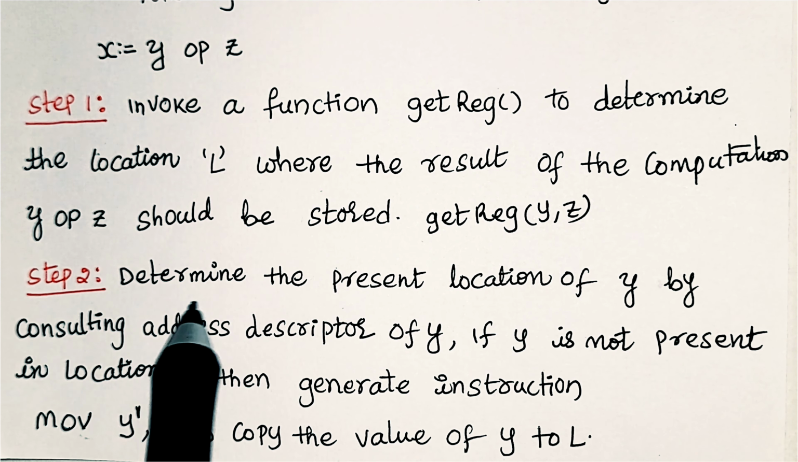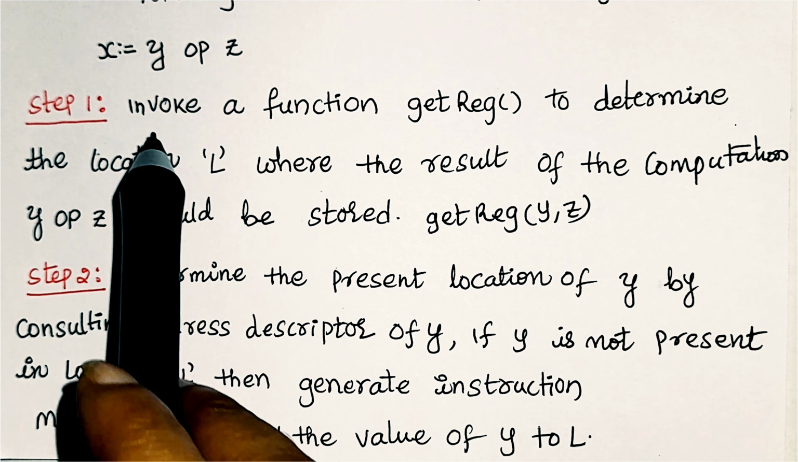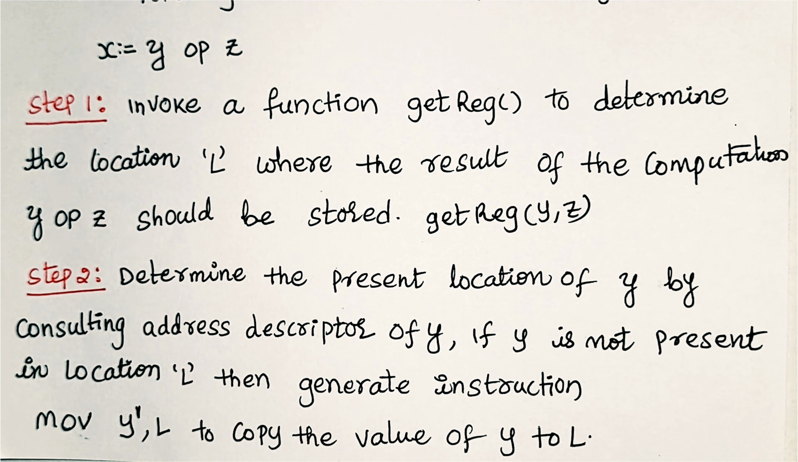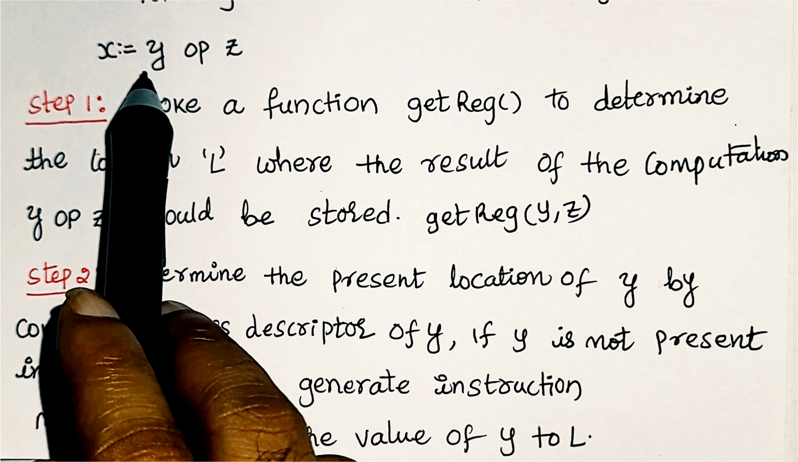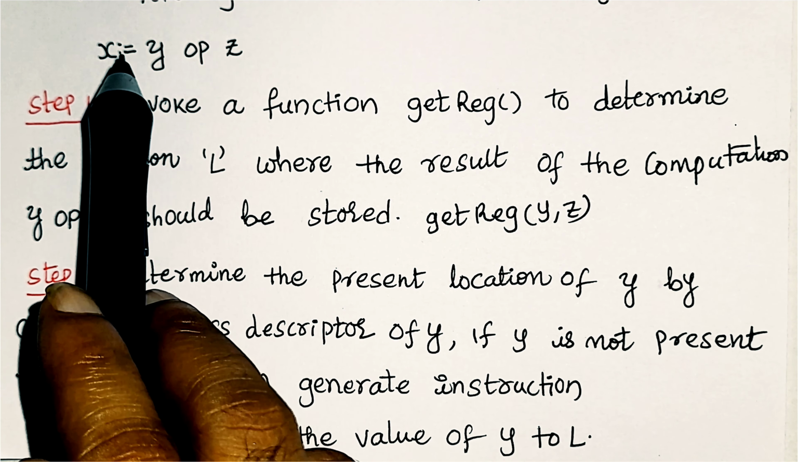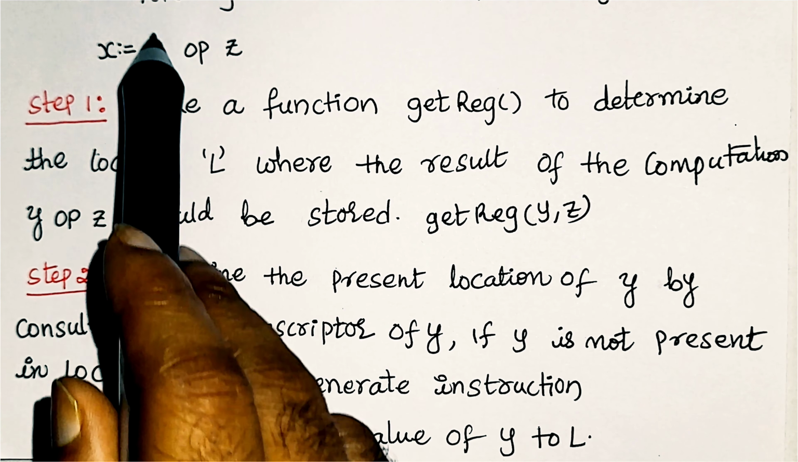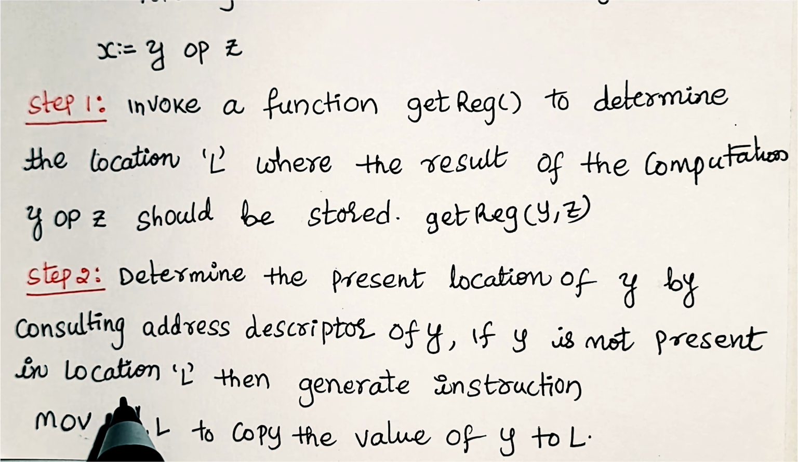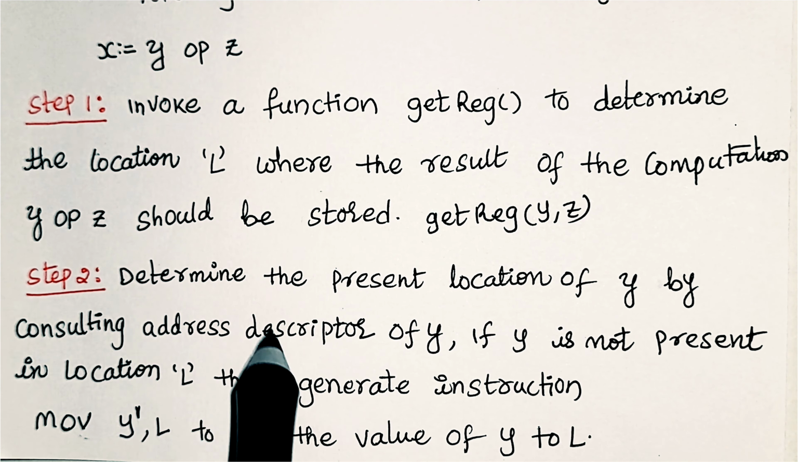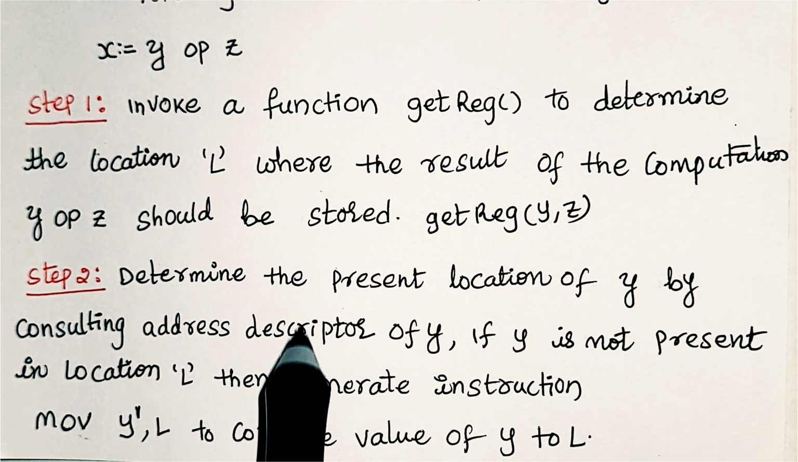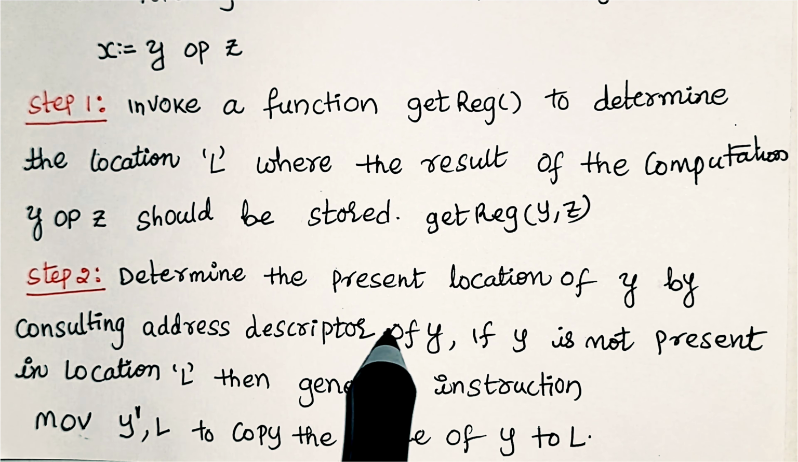You see, determine the present location of y. You know there are two descriptors: the first one is called the register descriptor, the second one is called the address descriptor. In order to find the location of y, we will focus on the address descriptor, friends. So the address descriptor of y. If y is not present in the location L, okay, so already we compute y op z.